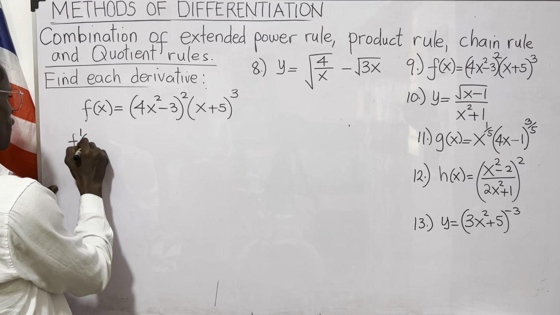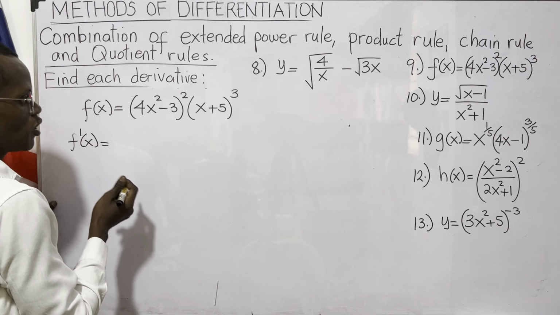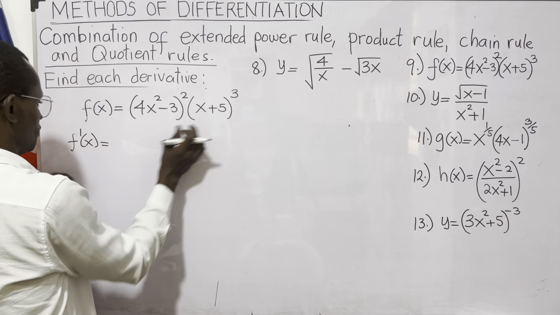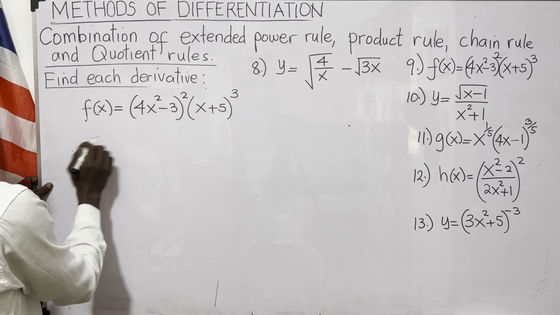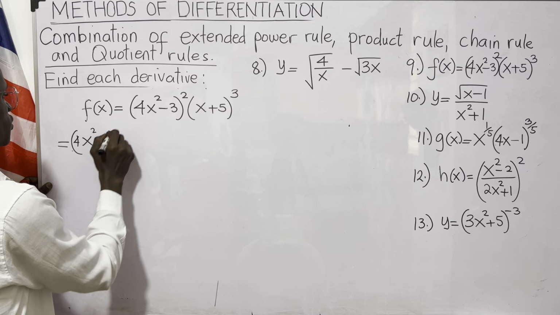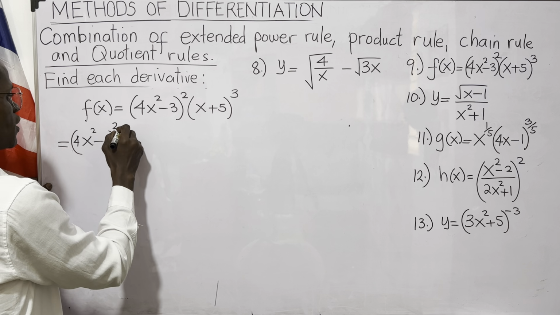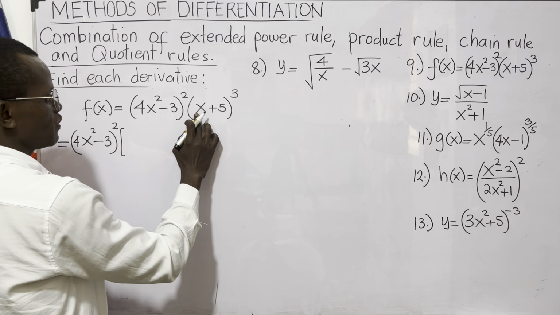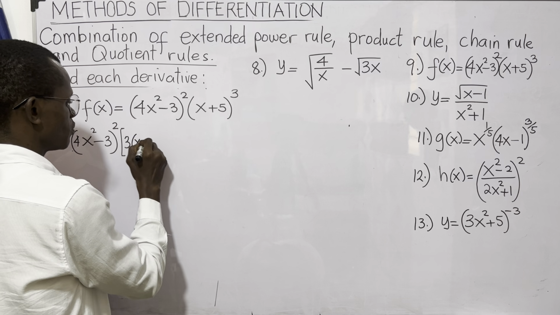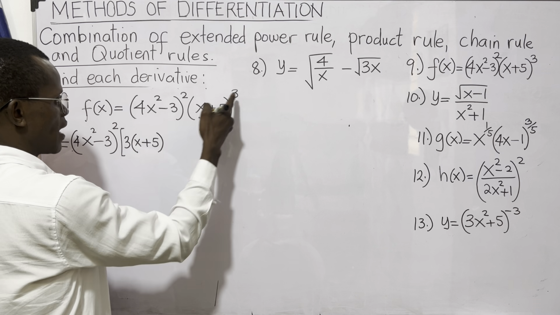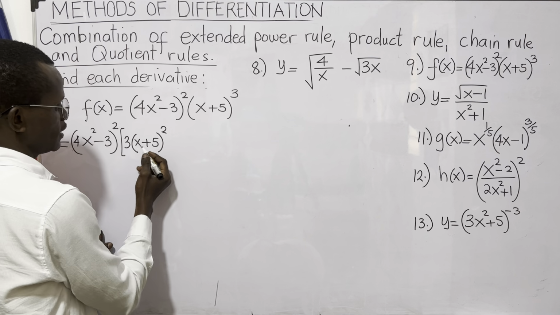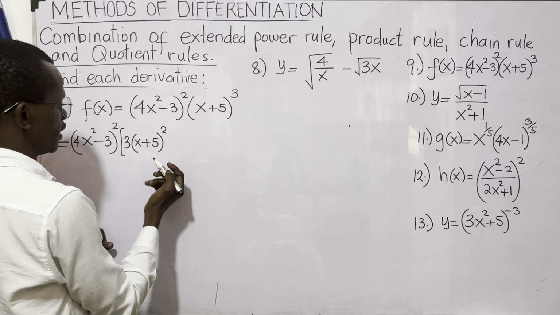So f prime of x is equal to. The product rule says we must hold the first factor and differentiate the second, right? So we hold the first factor, which is 4x squared minus 3 raised to the second power, and then we differentiate the second. So the derivative of x plus 5 raised to the third power, you just have 3 times x plus 5, minus 1, it gives us 2, right? And then times the derivative of x, which is just 1, so we don't have to further do that.